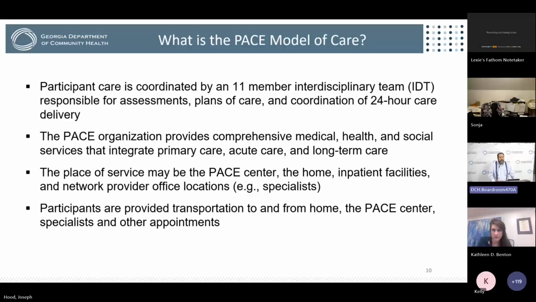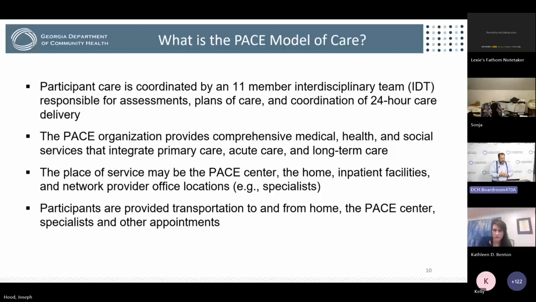What is the PACE model of care? The PACE model of care is care that is coordinated by an interdisciplinary team. It's typically an 11-member interdisciplinary team that does the assessment, develops the plan of care, and coordinates the delivery of that care 24 hours a day, 7 days a week as medically necessary. The PACE program does not only medical, but health and social services, and it's an integrated service where it's primary care, acute care, and long-term care.